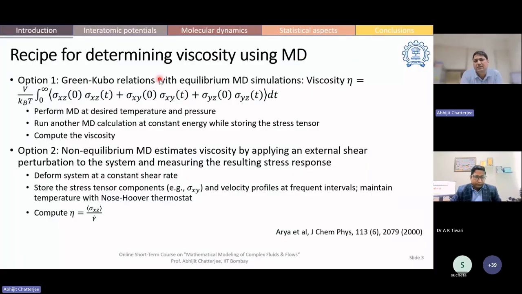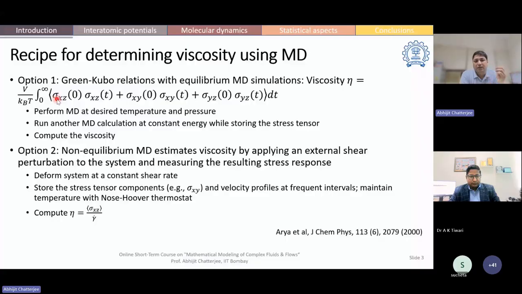The first option is to use what are called Green-Kubo relations, which state that the viscosity can be determined by evaluating how the stress varies with time. If you notice, this is a time integral, and we have the stress terms, right? And stress, you know, is a tensor, a matrix.